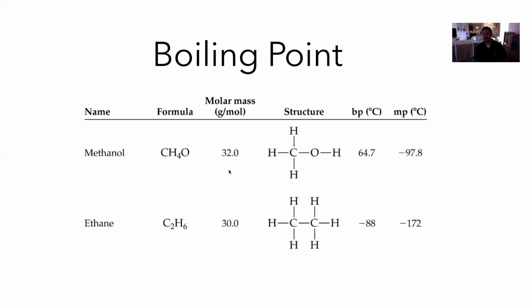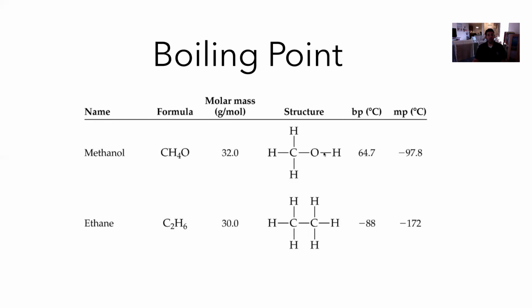All right, now, if we have a comparable size, so we have methanol and ethane, CH4O and C2H6, molar masses of 32 and 30. So now they're comparable sizes. If we look at their structure, the ethane is purely a non-polar molecule. Do not say it has hydrogen bonding. CH does not count as hydrogen bonding. But the methanol does. It's got the OH there. It has the hydrogen bonding, which is why its boiling point is considerably higher than the ethane's.